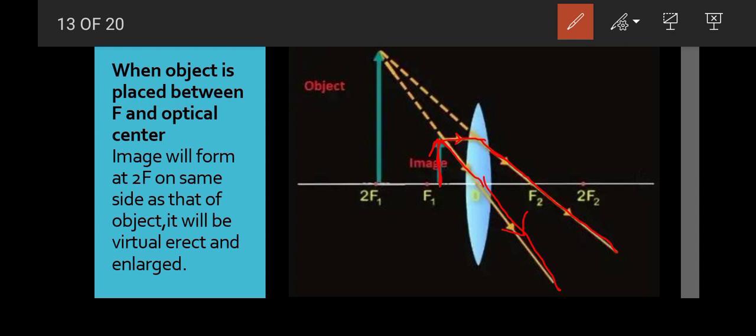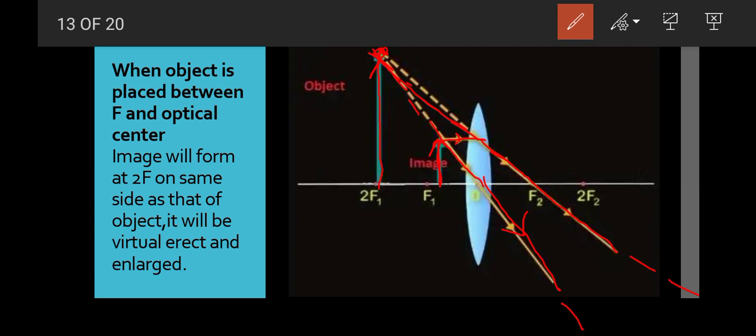For drawing the third ray, focal point is not available, so we have to just see where these two light rays will meet. As you know, see that these are not parallel, so we will extend them backwards. In this case, you can see these two light rays are converging at this point on the same side as that of the object. So what will happen?